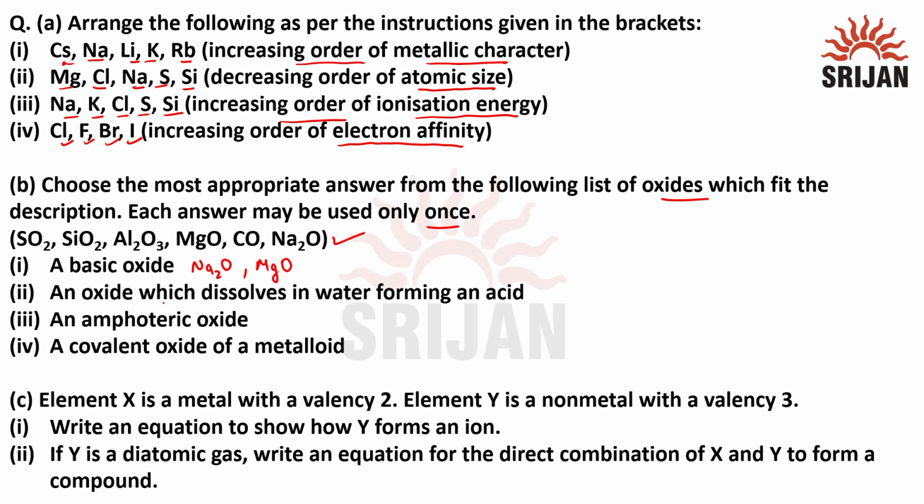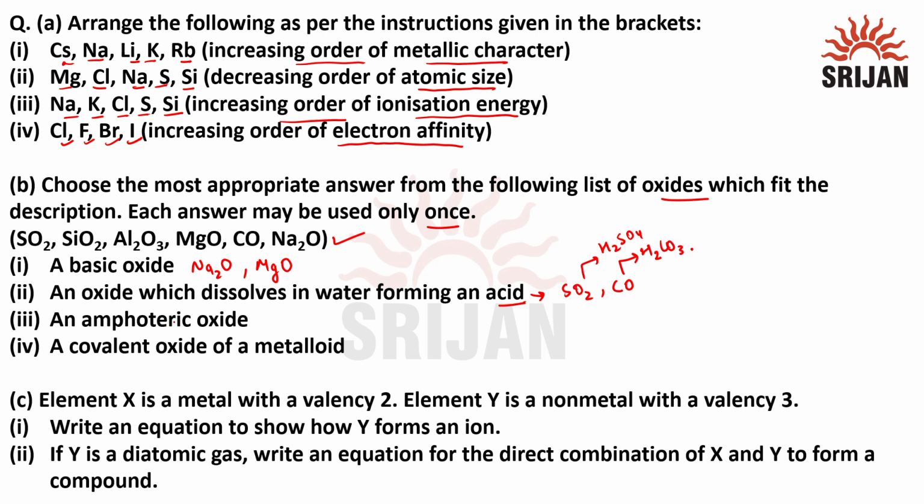Now the second question is an oxide which dissolves in water forming an acid. We know that all the non-metal oxides form acid when dissolved in water. So the answer will be sulfur dioxide and carbon dioxide, where sulfur dioxide forms sulfuric or sulfurous acid, and carbon dioxide forms carbonic acid, that is H2CO3, and the sulfuric acid is H2SO4.